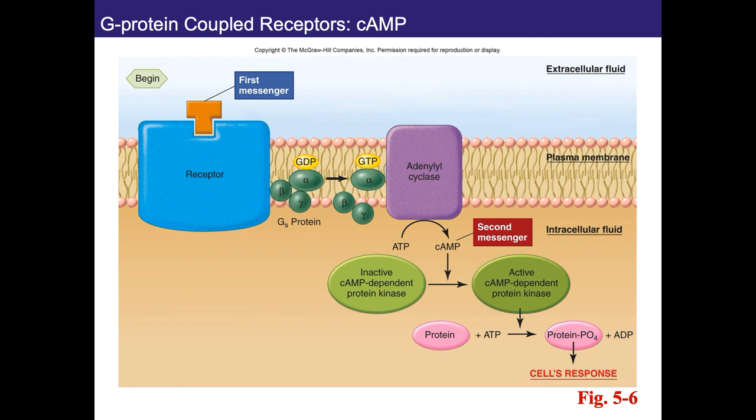Beta, gamma, alpha. These are GQ-specific beta, GQ-specific gamma, GQ-specific alpha. At rest, again, has a GDP associated with it. However, these are new. This is PLC beta, phospholipase C beta. I'll write that up at the top, phospholipase C beta.